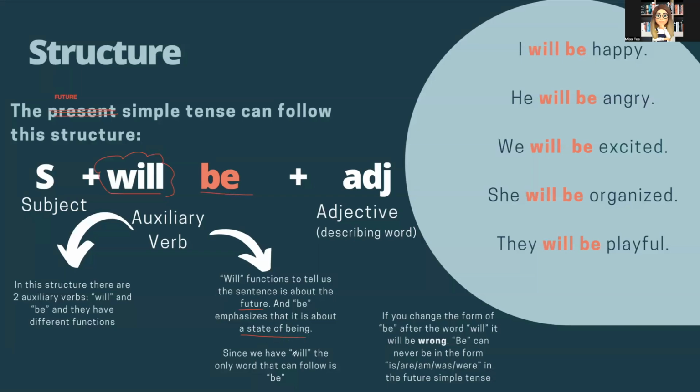So we have will, and the only word that can follow is be, to tell us that this state of being is happening in the future. So these two words have to be included in the sentence structure, and they have to be in this order. So you have to have subject, will be, plus adjective, just like this. If you change the form of be after the word will, it will be wrong.